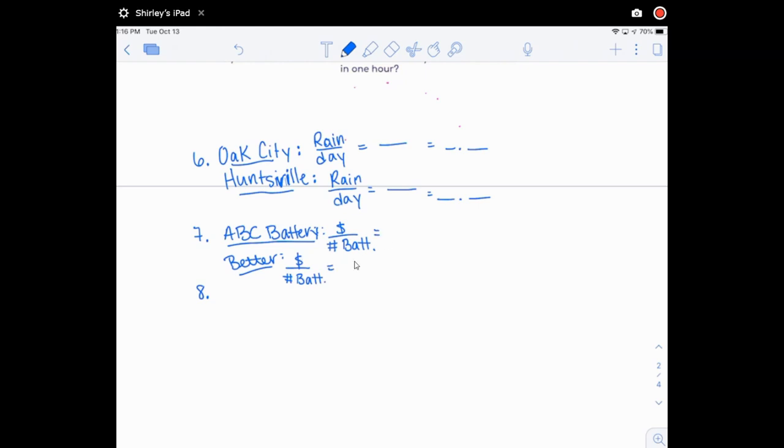But then again, whatever you get there, you're going to compare your decimals. And then you're going to ask yourself which one was cheaper. Because when you're talking about numbers and finding a better buy, you want to save money. So divide the prices by the number of batteries for both stores. Whichever one is less expensive is your better buy.